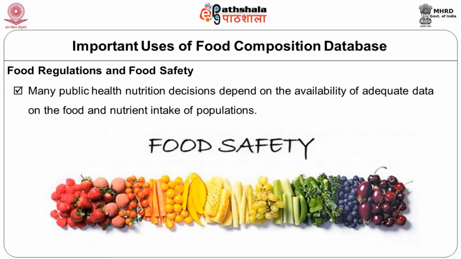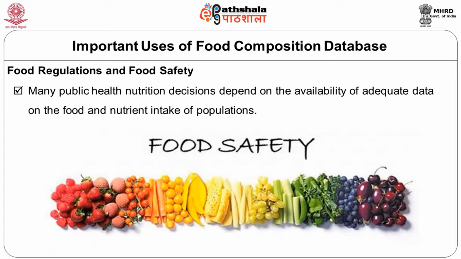Many public health nutrition decisions depend on the availability of adequate data on the food and nutrient intake of populations, and in a country like India, where nutrient deficiencies such as iron and vitamin A are major public health issues, an accurate food composition database is necessary to take a conscious call for combating micronutrient deficiencies in the country.